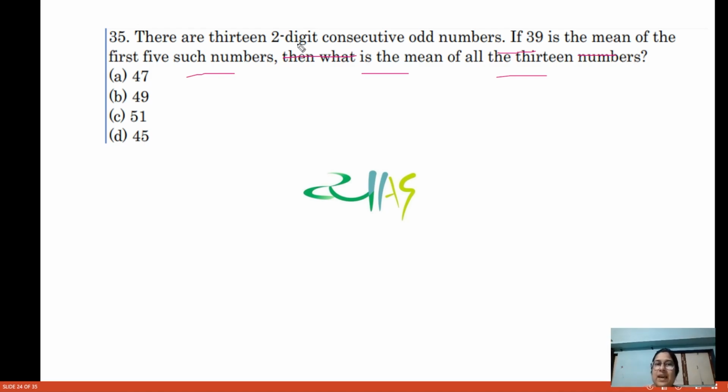Okay, so see, two-digit consecutive odd numbers and 39 is the mean. We have not studied the mean now, but still we are trying to do this question, because we can. Mean is a very general term. Mean basically is the sum of the numbers divided by the number of numbers. So if they ask the mean of 5 numbers, add them and then divide by 5.